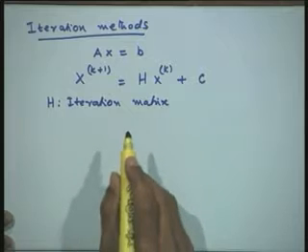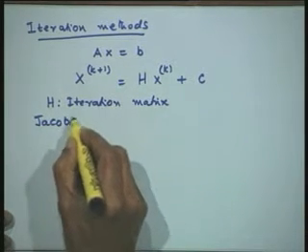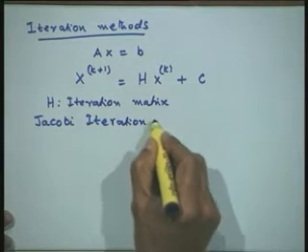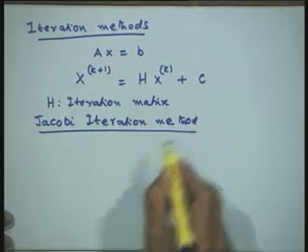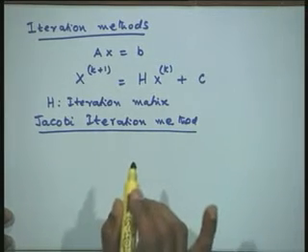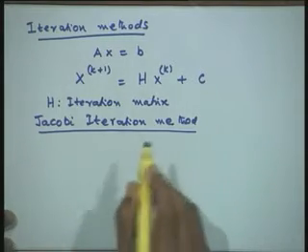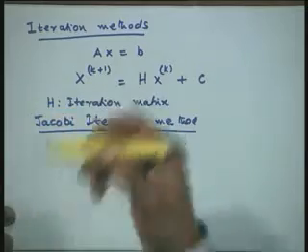Now, the first method that we would like to describe is called the Jacobi iteration method. This method is very straightforward and simple. In all iteration methods we solve the equations one by one. So, we iterate the first equation, then we solve the second equation, the third equation, and so on. This is how an iteration procedure goes on.